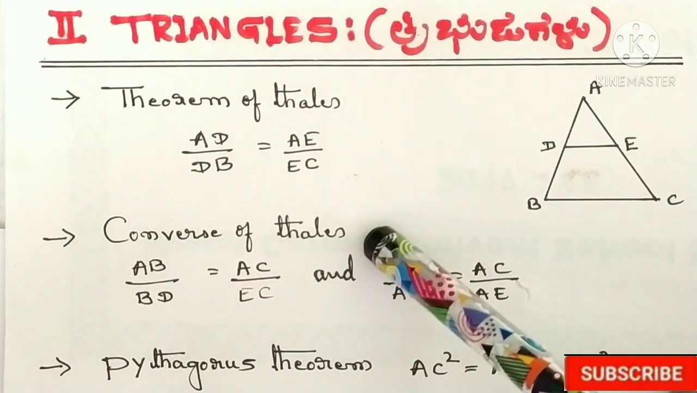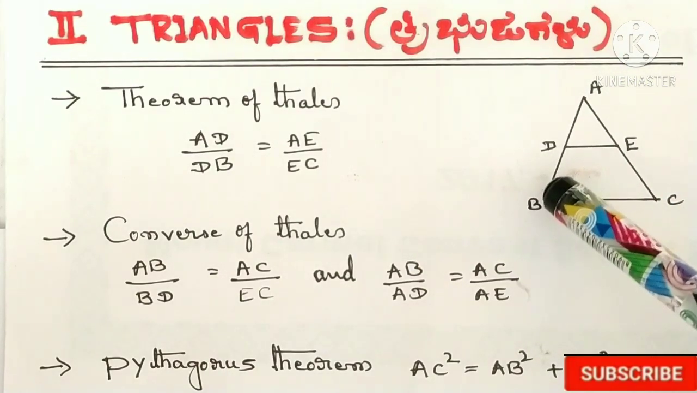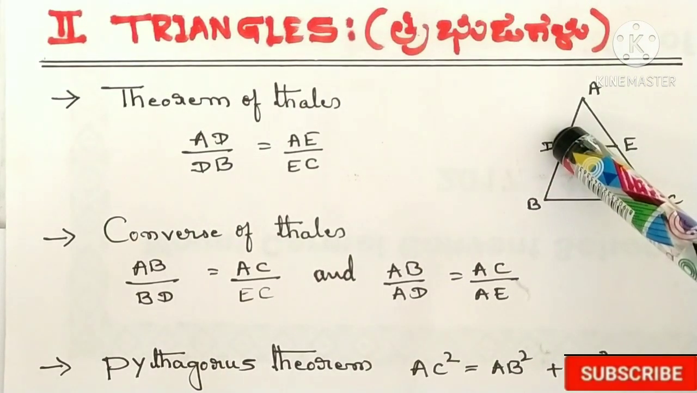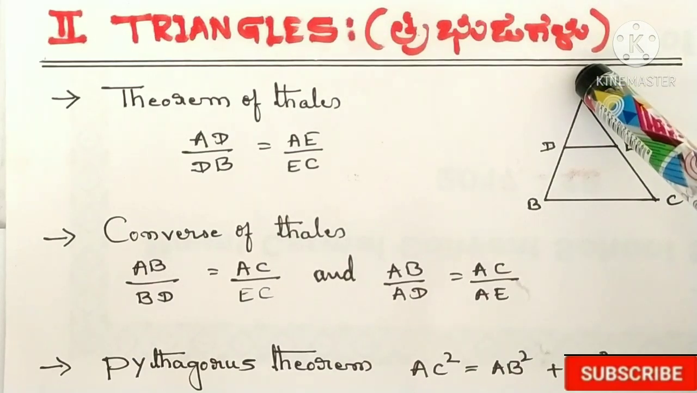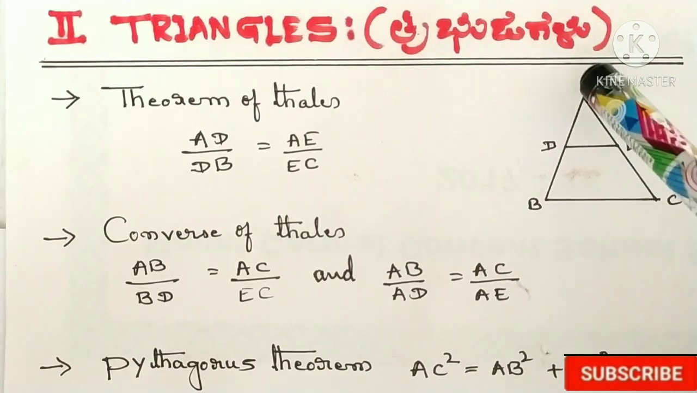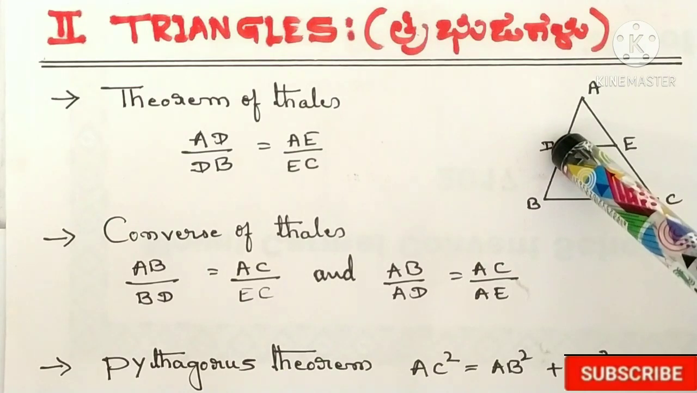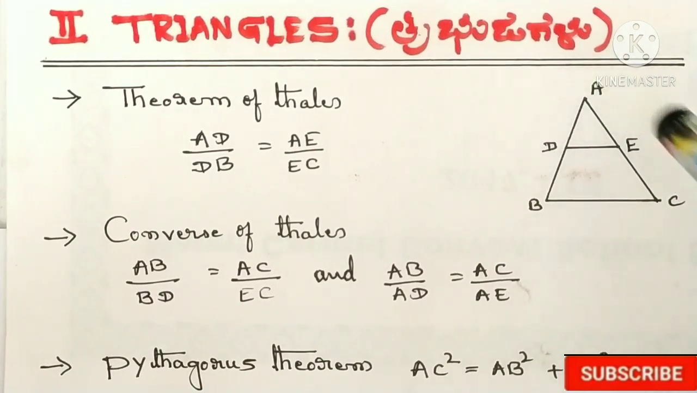Converse of Thales: AB divided by BD is equal to AC divided by EC, and we can write it as AB divided by AD is equal to AC divided by AE.